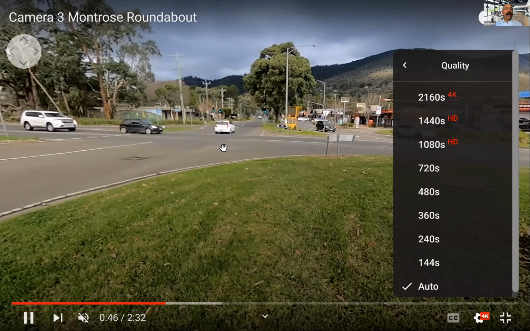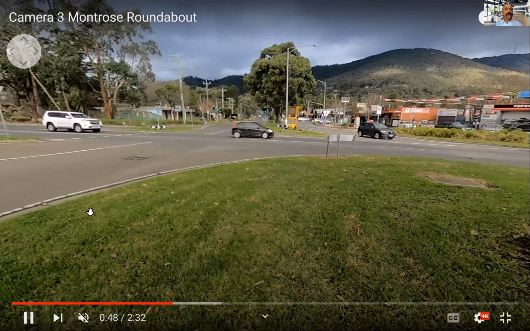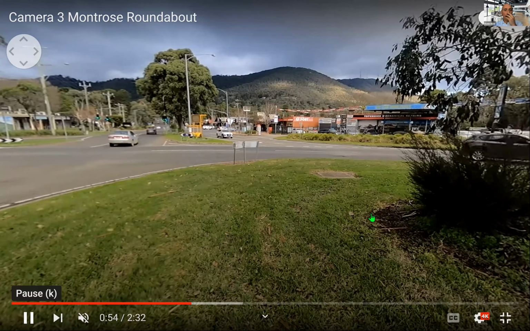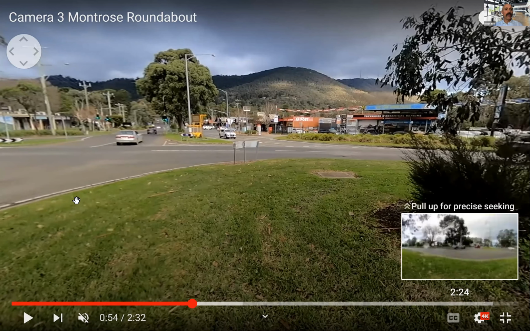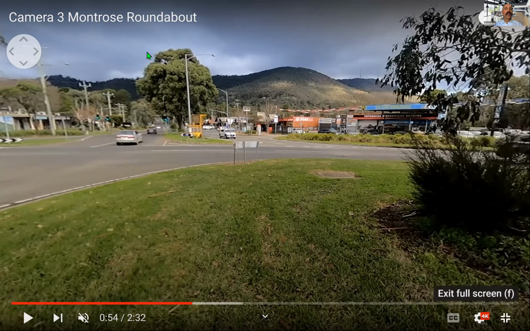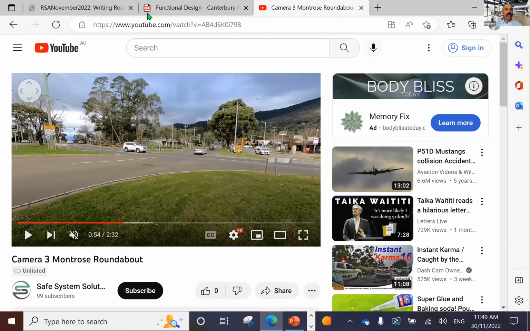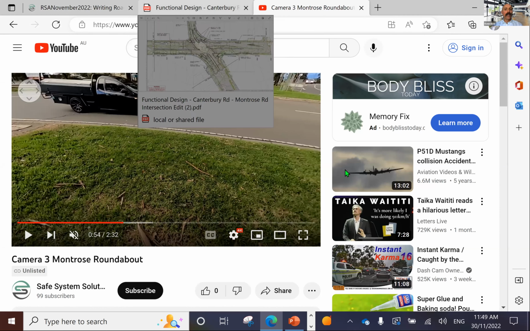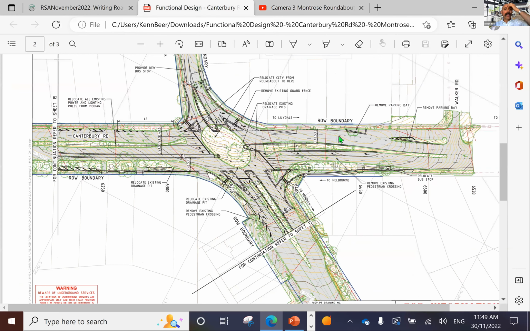Now, as I say, and I'm really just going to restate this over and over again, you are not finding issues with this existing roundabout. You are looking for issues when it's converted to a set of traffic signals. That's what you're auditing.